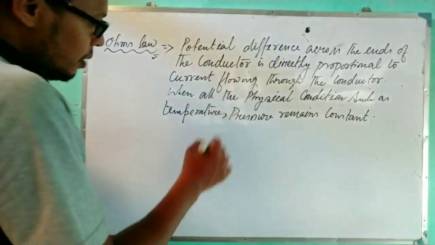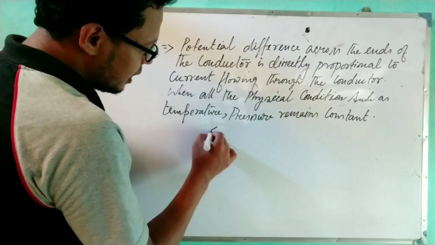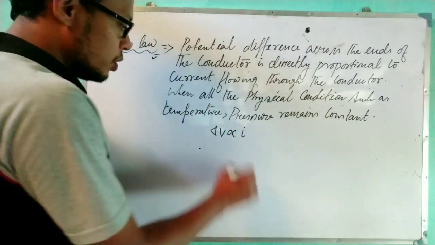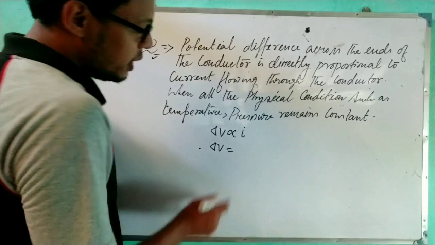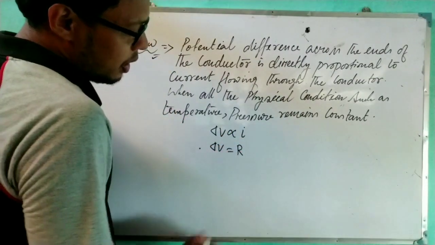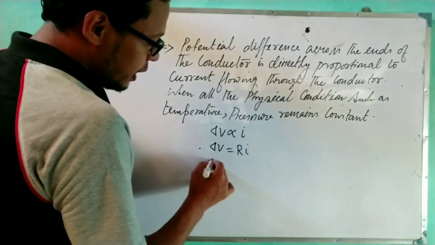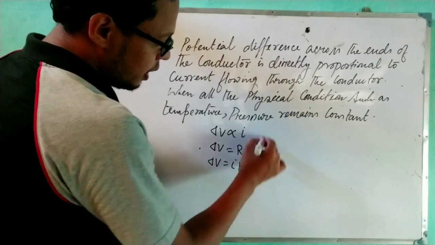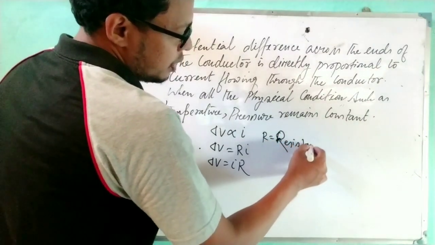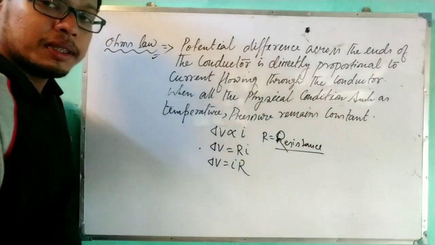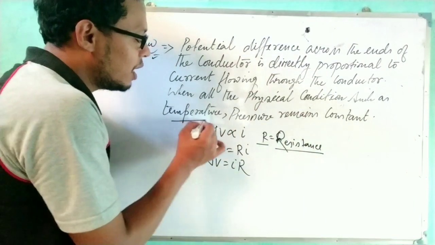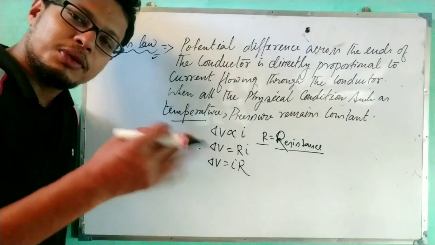So by this law we can write that del V, the potential difference, is directly proportional to I. When it is an equality, one constant term comes in, which is called R, and this R is called the resistance. So del V equals IR. This R is constant, but this value will remain constant only when these physical conditions remain the same. Otherwise it will be different.